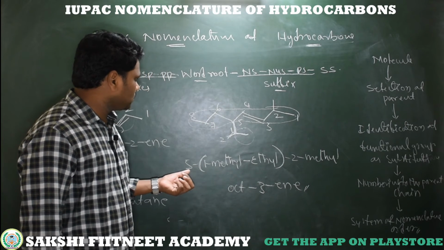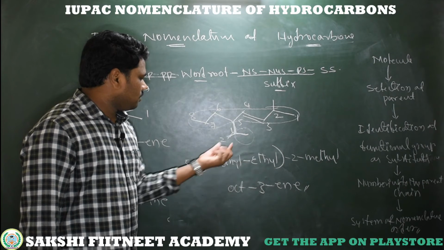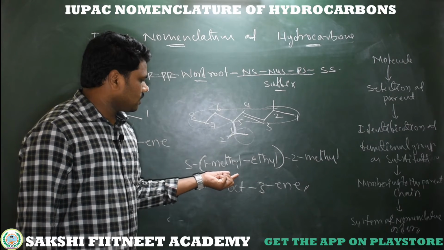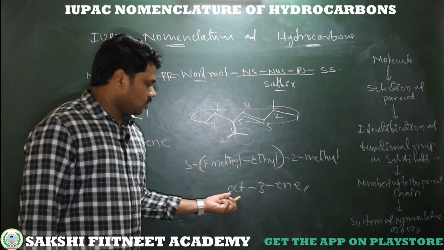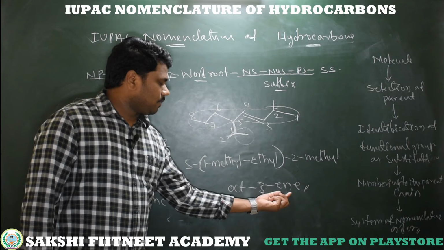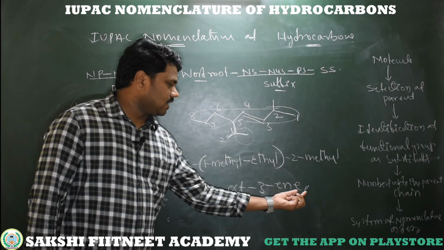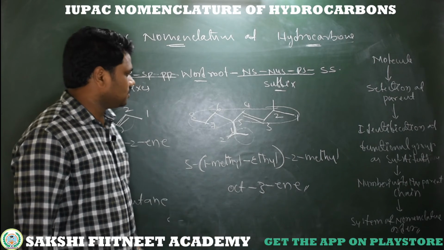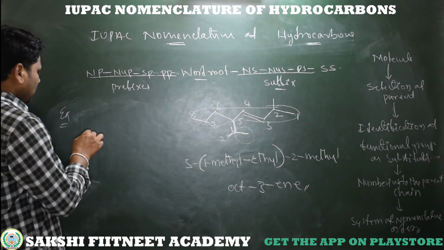See here, 5 is a number prefix. This total substituent, branching in branching, is the secondary prefix, again number prefix, secondary prefix. Word root, secondary, that is a number suffix. Primary suffix. There is no functional group, so we take the secondary suffix with e. So this is the IUPAC name of this compound. I am taking another example here.